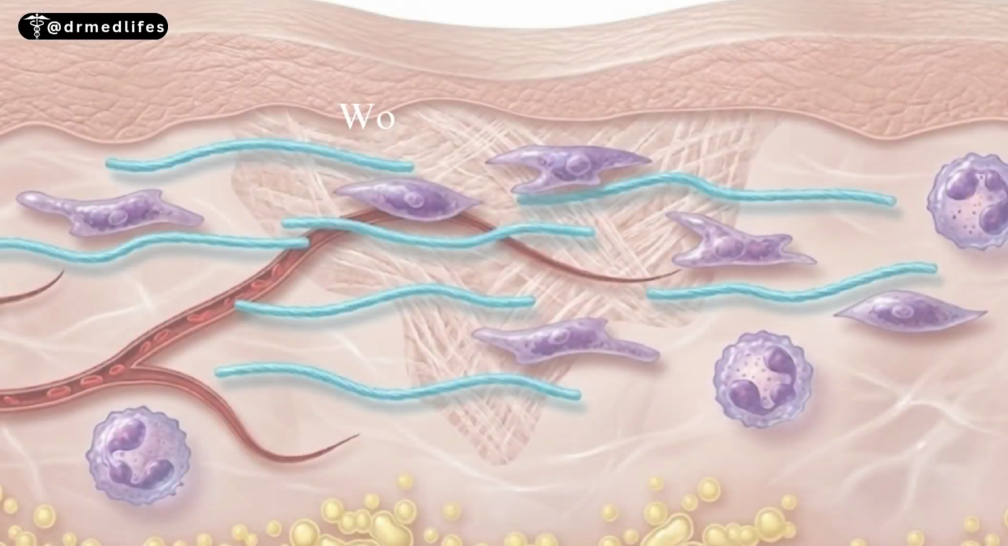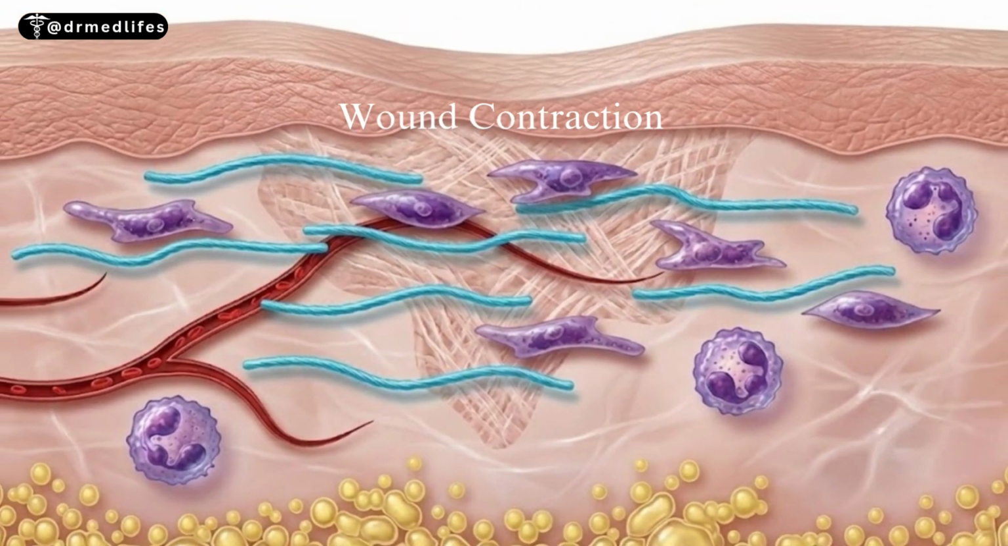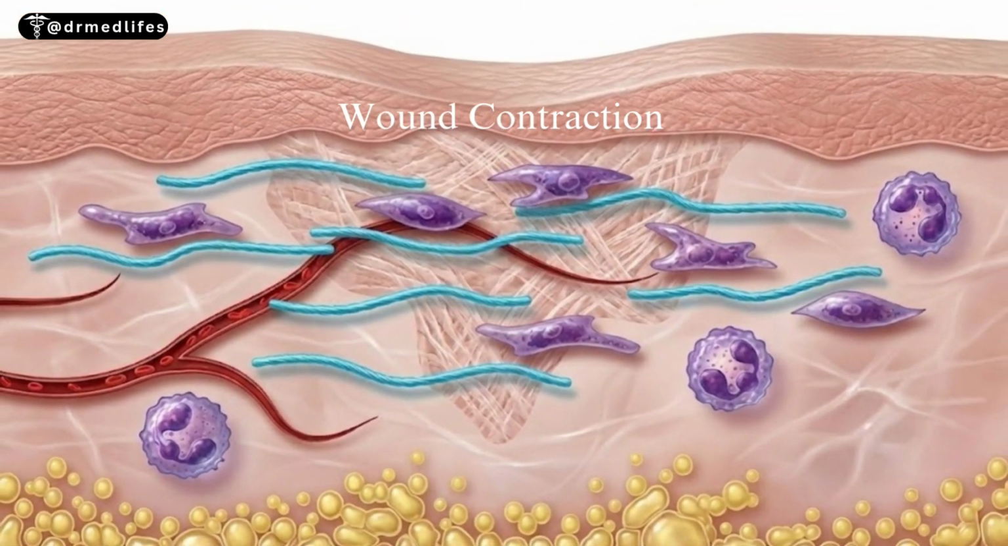The sixth stage is wound contraction. Myofibroblasts pull the edges of the wound closer together. This reduces the wound size and speeds up closure.